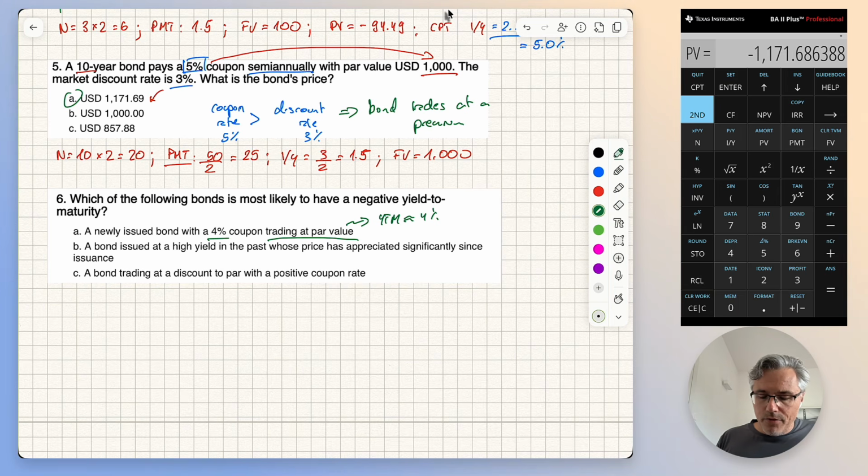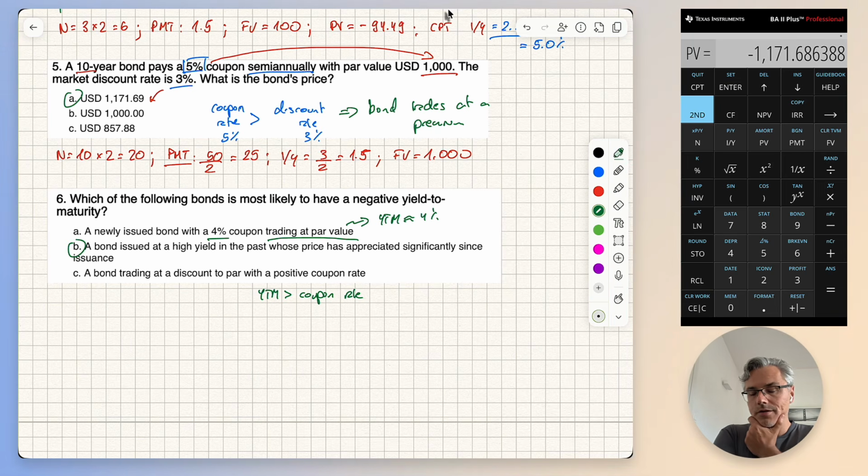What about C, a bond trading at a discount to par value with a positive coupon? Well, if you have a positive coupon, let's say 4%, and the bond trades below par value, it means that the YTM on that bond is higher than the coupon rate. Investors are seeking an even higher return. That's why the bond is below par. So the only answer left is B, and that's going to be the correct one.